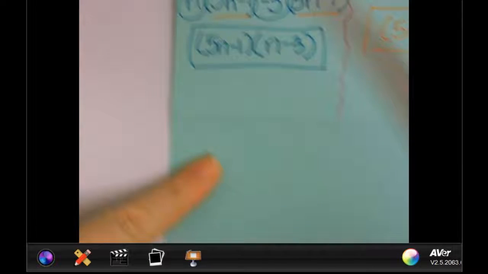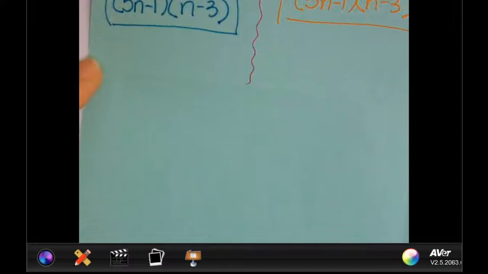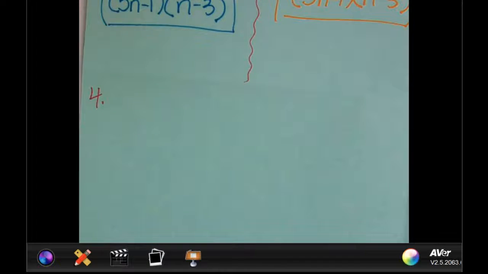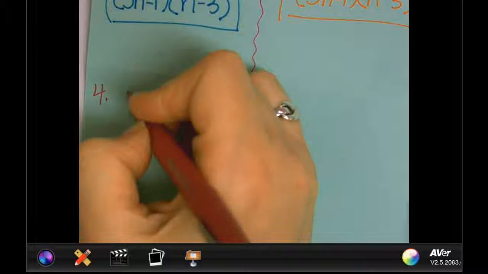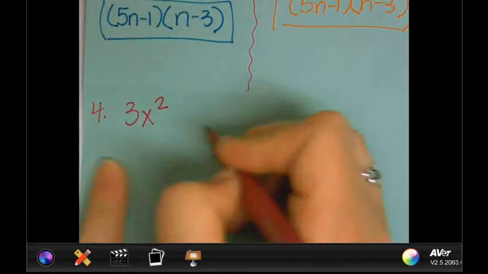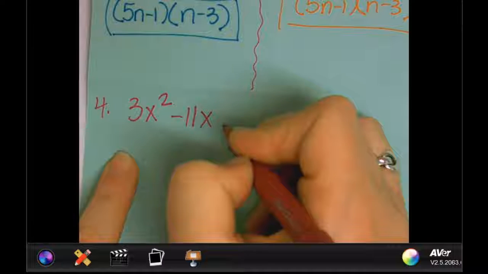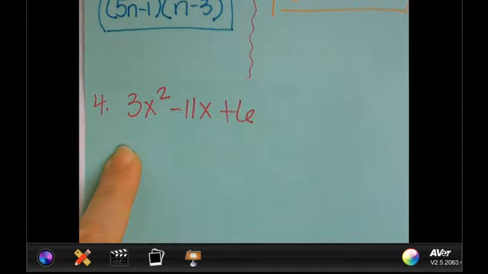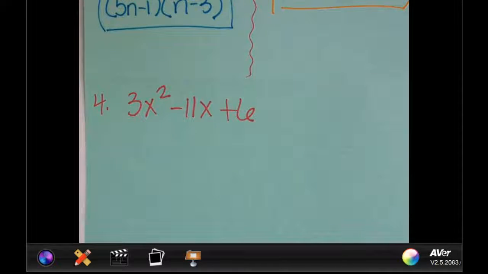All right, bottom left box. I'm going to let you do this one. And we'll do 3x squared minus 11x plus 6. So you factor that one however you want to factor it. I'll give you a minute to work on that.